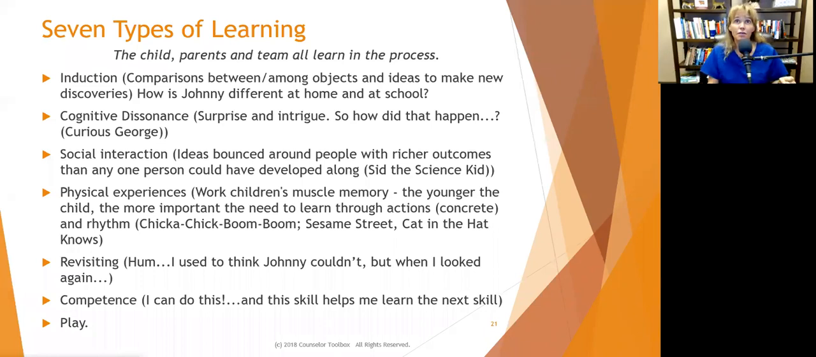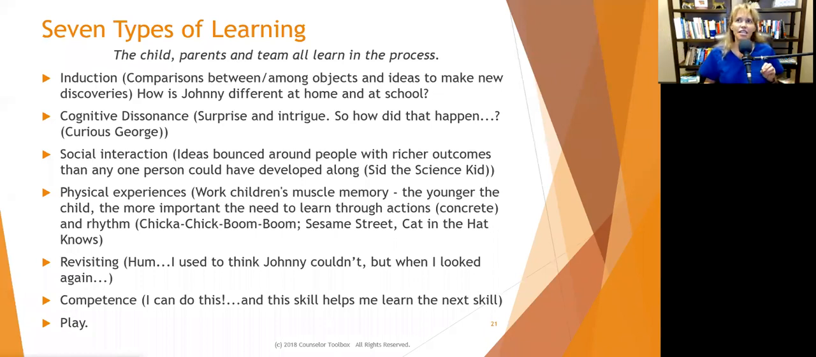To make a comparison, how is Johnny different at home and at school? That's something that we can ask the parents. If we're working with Johnny, you have a cat and a dog. How is the kitty different than the dog? That's induction. Cognitive dissonance engages surprise and intrigue, and there's asking, so how did that happen? If you've ever watched Curious George, there's a lot of cognitive dissonance there because Curious George wonders a lot about how the man in the yellow hat did things.